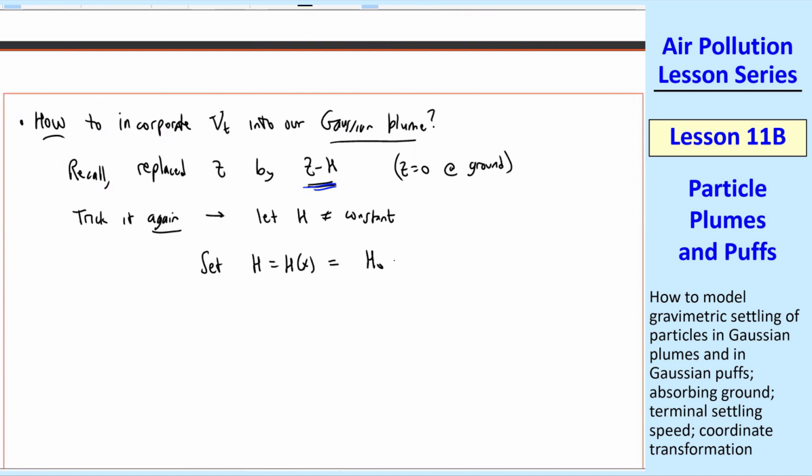Well, what is this function? It's h naught, the value at x equals 0, minus vt times the time. Speed times time is distance. So let me label these things. H naught equals h at x equals 0.